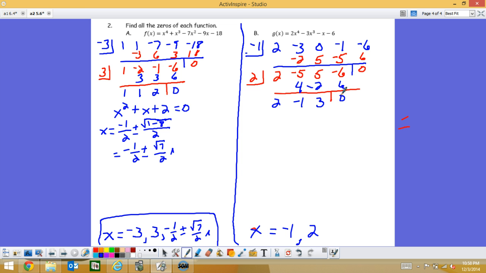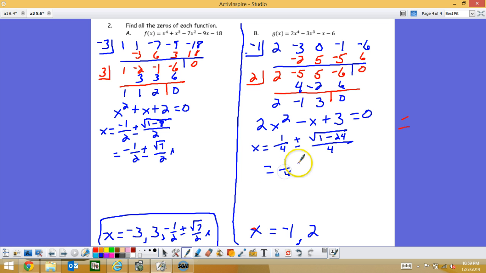So we're in luck. The quadratic that we're left with is 2x squared minus x plus 3 equals 0. And there are no factors of 6 that add up to negative 1. So we're going to do the quadratic formula once again. Opposite of b over 2a plus or minus square root of b squared minus 4 times a times c is negative 23, all over 2 times a. So we got 1/4 plus or minus. We got negative 23 under the square root, so that's going to be square root of 23.